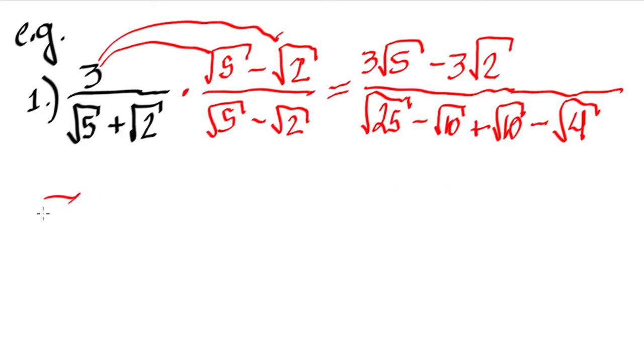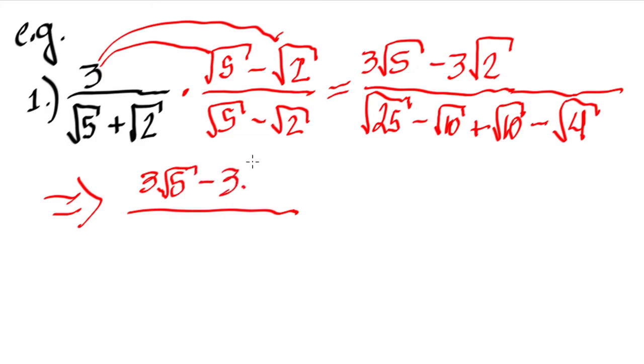So let's simplify the denominator, especially. In the numerator, we cannot do anything about this, so just copy it as it is: 3 square root of 5 minus 3 square root of 2. And then we can cancel the middle term, actually. Minus square root of 10 plus square root of 10 is going to become 0. Square root of 25 is going to become 5. Square root of 4 is going to become 2. So 5 minus 2. Let's simplify that even more.